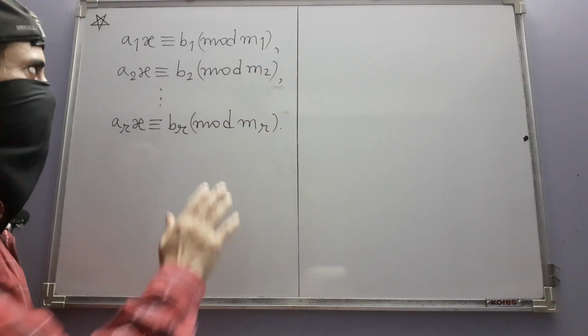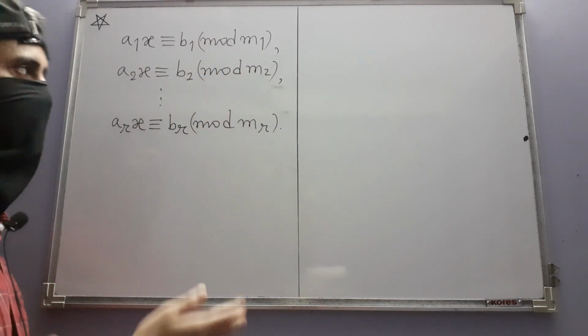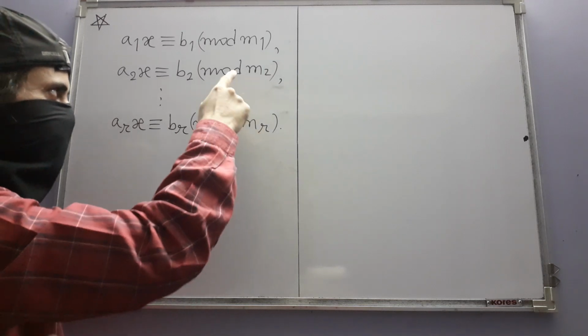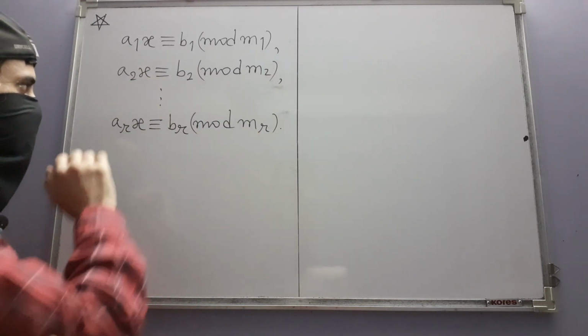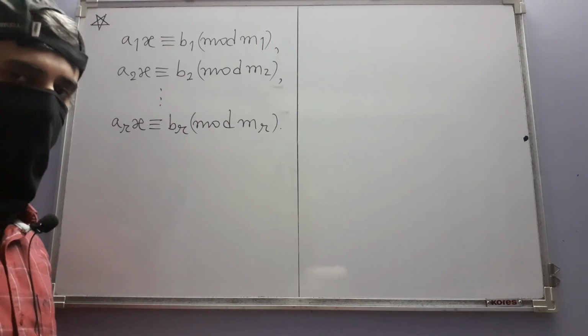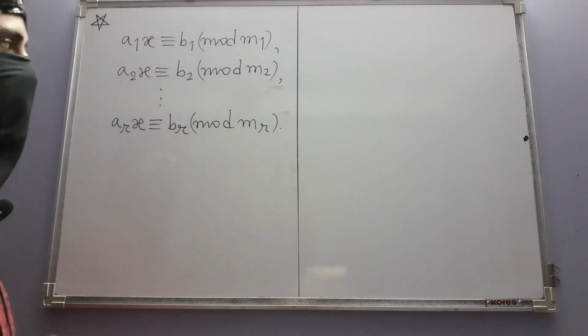Moreover, because we do not want to have a degenerate congruence, the ai's are not divisible by the corresponding mi's, so that the left hand sides do not become 0. Become 0 means they do not become congruent to 0 mod mi.